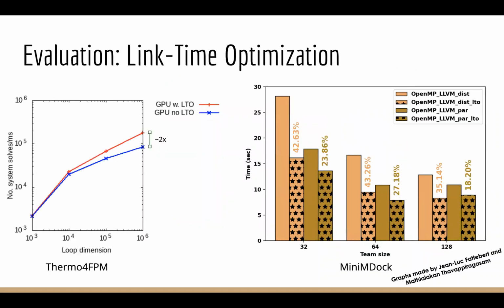And this is the types of performance increases we observed when applying link time optimization to a few applications. On the left, we had the Thermo 4 FPM application, which once you started getting into reasonably large iteration spaces, we saw a pretty marked improvement over the non-LTO version, with about a 2x increase. Similarly, on the right with the mini MDoc application, we saw pretty good improvements in every case, no matter how we configured things with LTO. So I would highly recommend, if you are compiling a large application, to use the support if you have an up-to-date LLVM version.